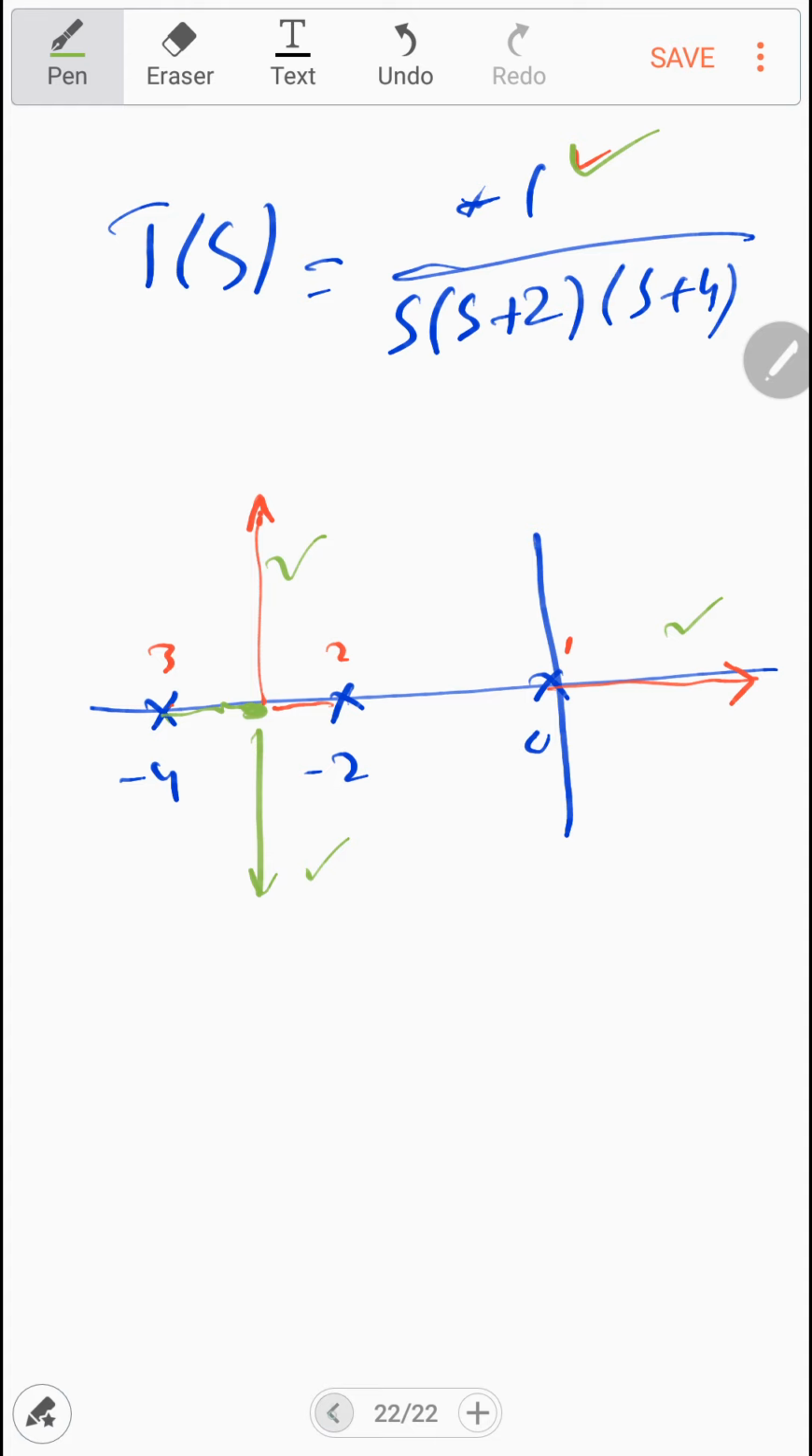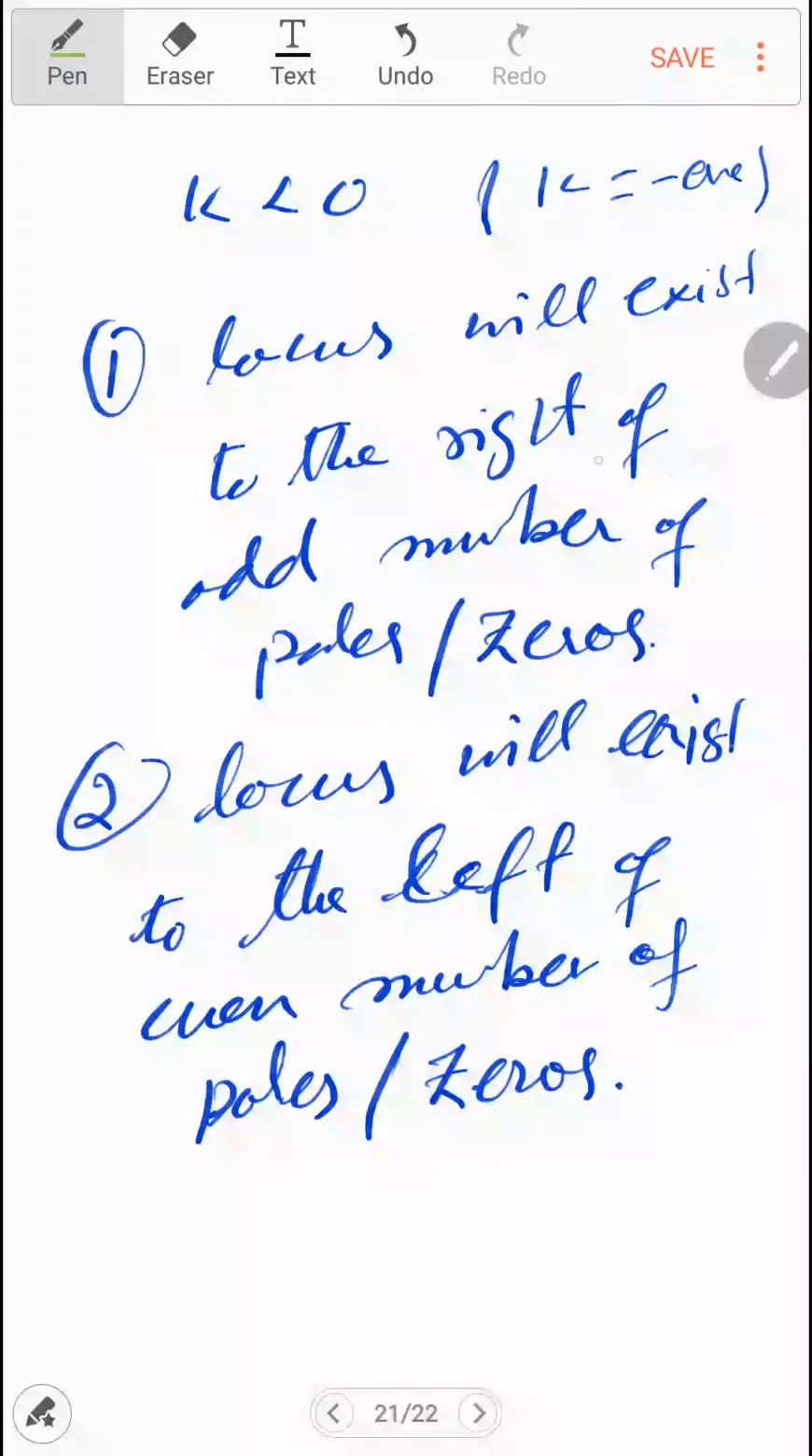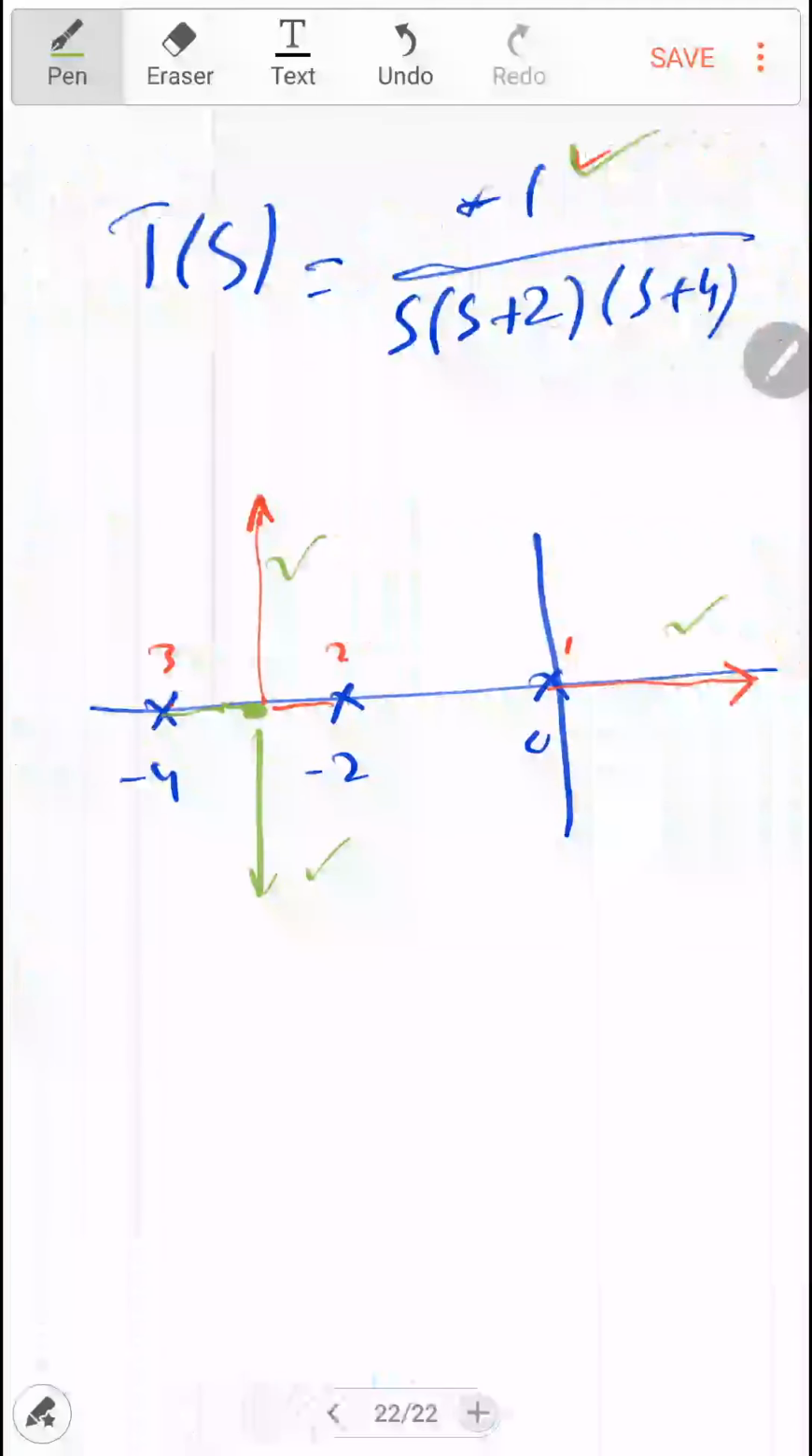Now, since the value of k is less than 0, which is a negative value, we use this locus definition: the locus will be at the right of an odd number of poles and the left of an even number of poles. So you see, this is the first, odd number pole, and the locus exists to the right. And this is even, so the locus exists to the left.